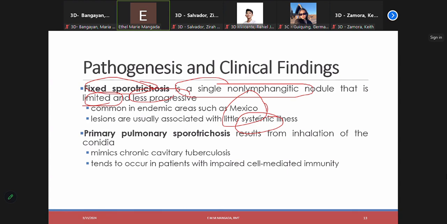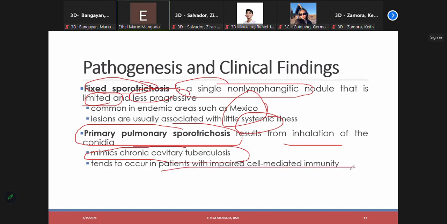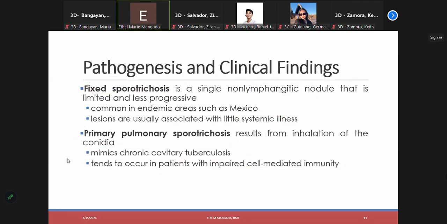Okay? Primary pulmonary sporotrichosis. Ito naman ay result ng inhalation ng ating Sporothrix conidia. Okay? So it mimics chronic cavitary tuberculosis and tends to occur in patients with impaired cell-mediated immunity. So yung mga immunocompromised, immunosuppressed patients, so they can have this pulmonary sporotrichosis.